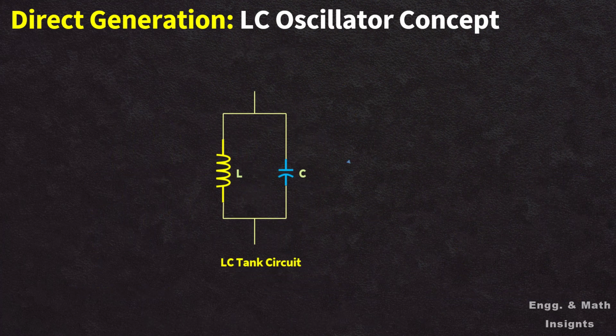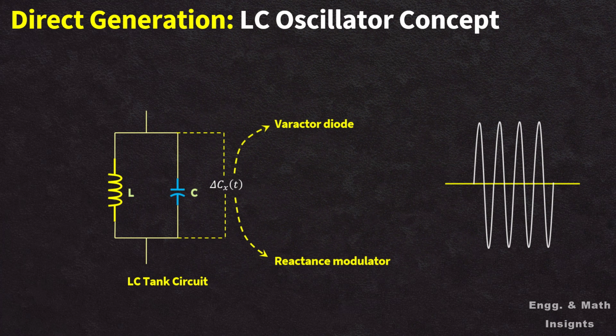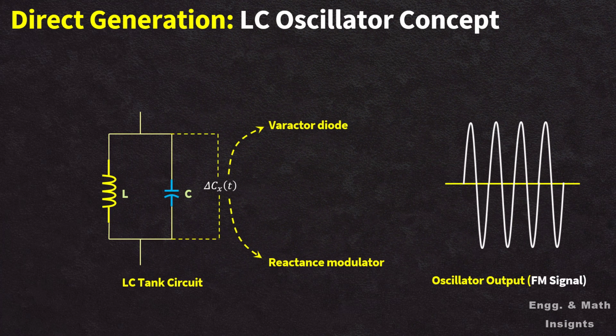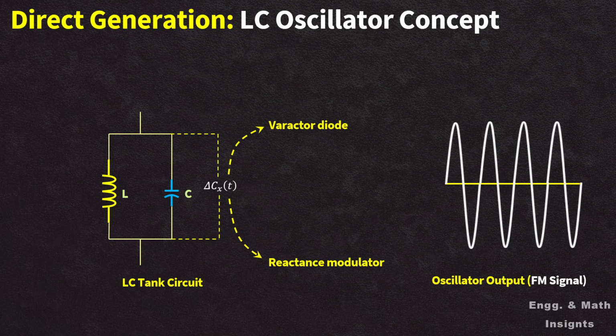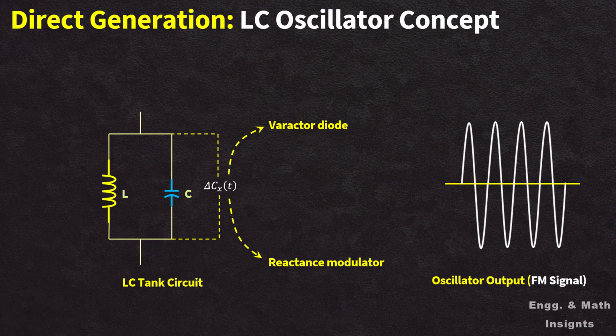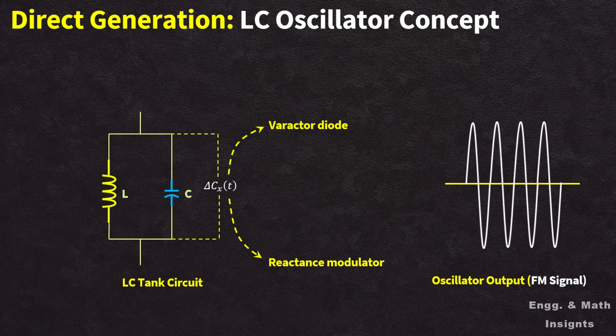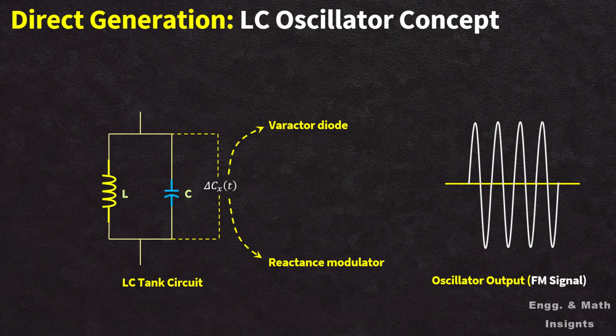In practice, the variable capacitance can be realized either through a varactor diode whose junction capacitance changes with the applied voltage, or through a reactance modulator circuit which electronically simulates a variable reactance. In both cases, the modulating signal controls the effective capacitance across the LC tank circuit and hence the instantaneous frequency of oscillation. This approach requires very simple circuitry and avoids frequency multipliers or complex translation stages.